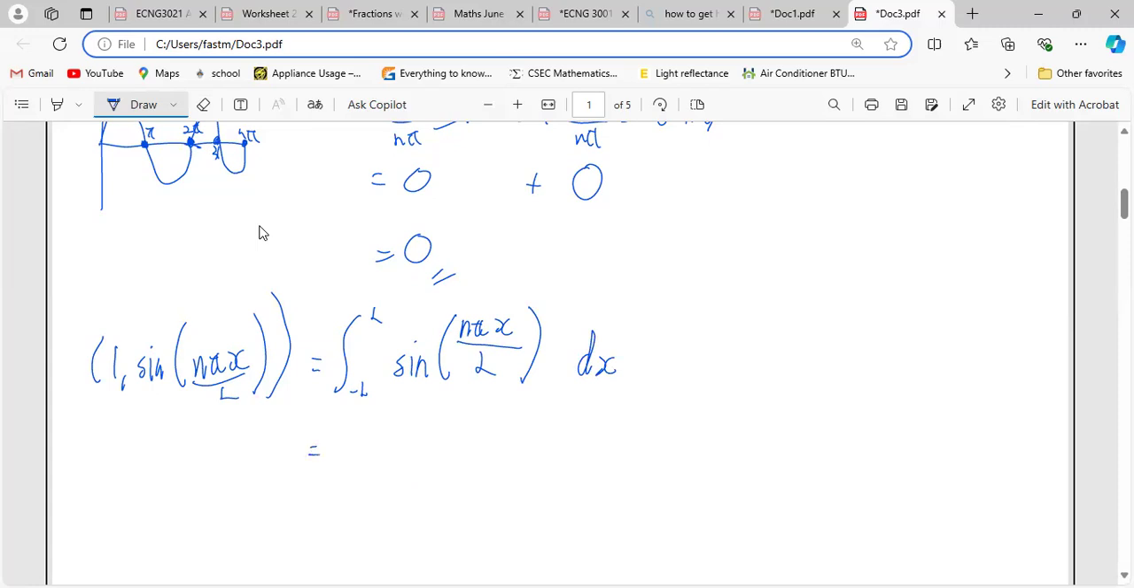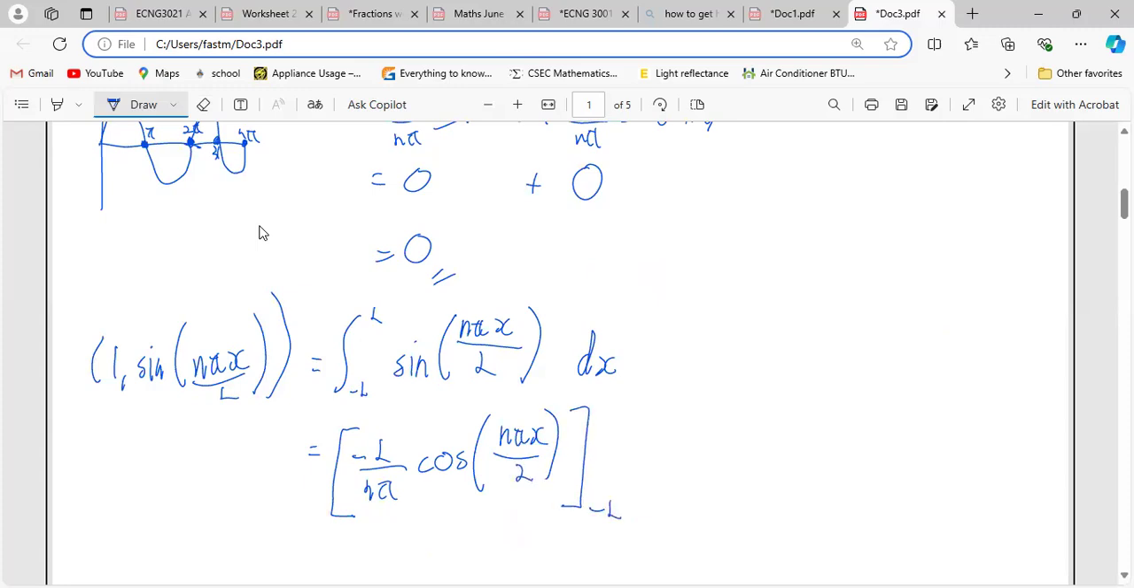At this point, we're going to do the same thing as before. The differential of sine is cos, and the differential of cos is minus sine. So when you move the minus to the other side, the integral of sine will be minus cos. So it will be minus L on n pi, and you end up with cos of n pi x on L here.